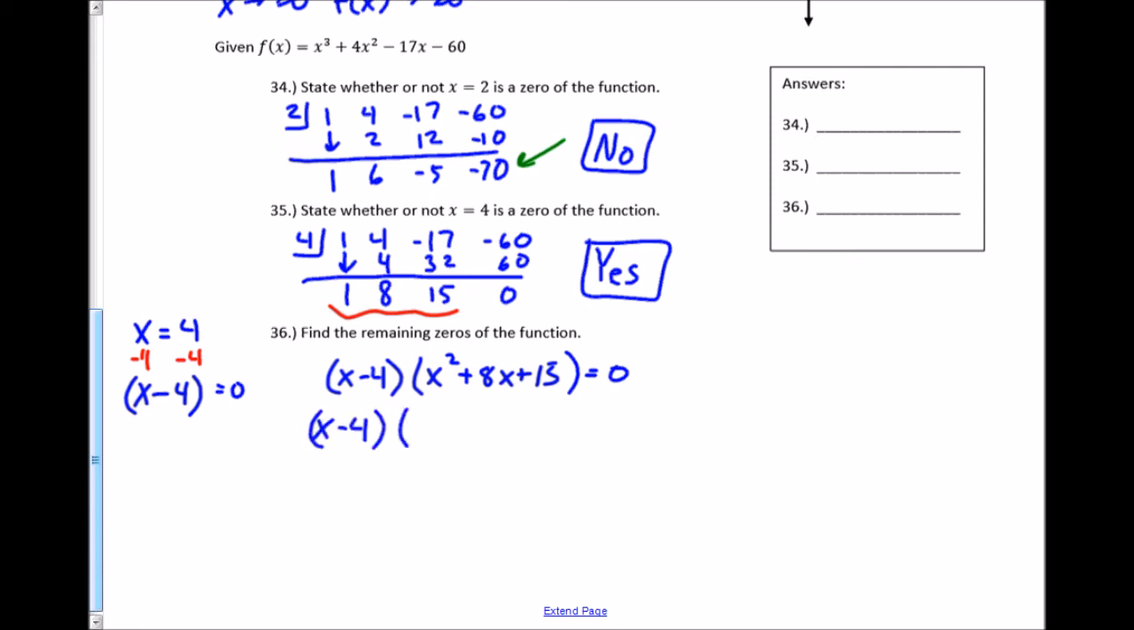I build a bridge here. 2 numbers that multiply to a 15 but add to an 8 are a 3 and a 5. And now I can set each factor equal to 0. I already had this factor equal to 0, but it's fun to do it again.